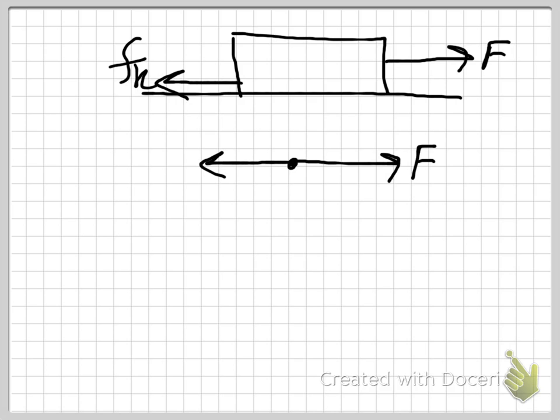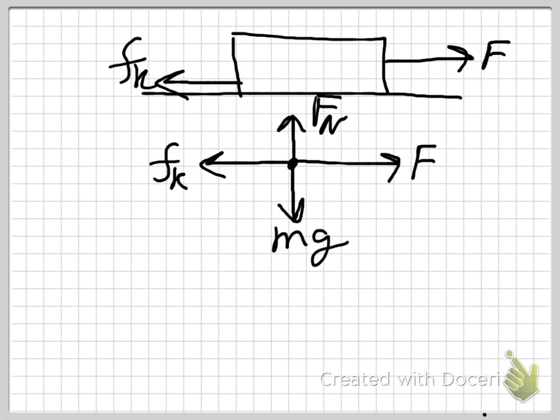So the force that's pulling it is going in the direction of motion, and opposing that is going to be friction. Going down is the weight of the block, and going up is going to be the normal force, which is the force of the floor pushing up on the block.